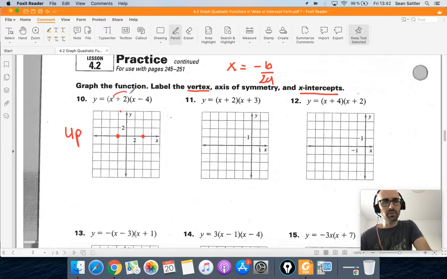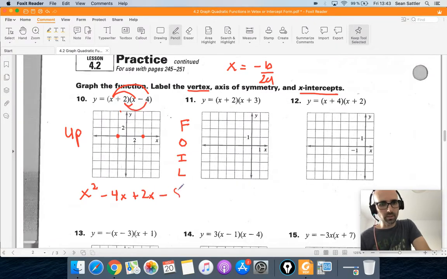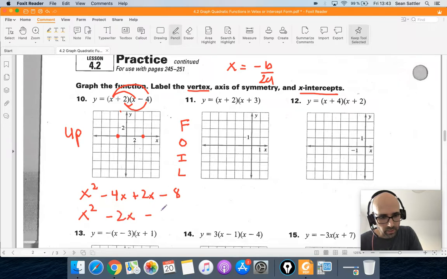Do the first two, so that's x squared. Then do the outside. I'll write this again: FOIL, first, outside, inside, last. The outside is x times negative 4, which is negative 4x. The inside is 2 times x, so that's plus 2x. And the last two terms are 2 times negative 4, which is negative 8. Then we combine like terms and we get negative 4x plus 2x is negative 2x and minus 8 over here. Now we can use this equation.